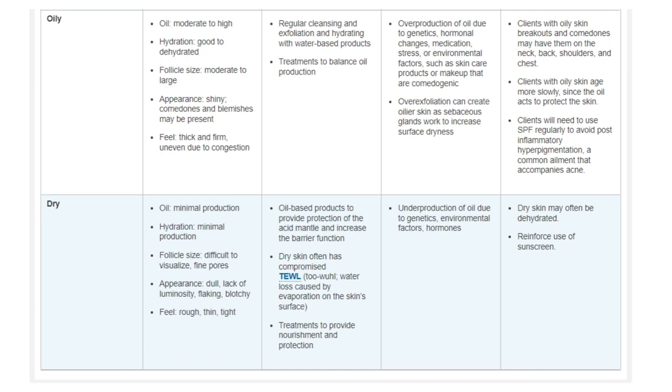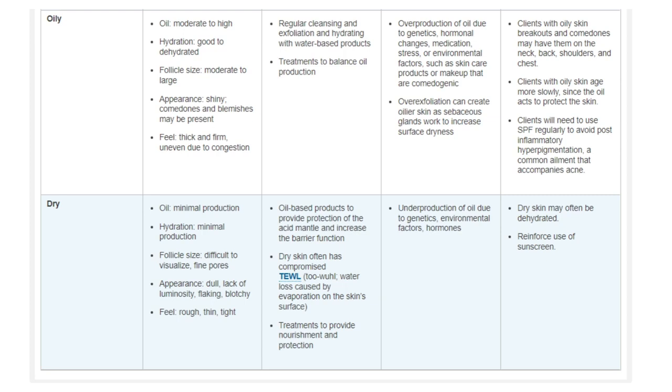What does it look like, feel like? Oil, moderate to high. Hydration, good to dehydrated. Follicle size, moderate to large. Appearance, shiny, comedones and blemishes may be present. Feel, thick and firm, uneven due to congestion. How is it treated? Regular cleansing and exfoliation and hydrating with water-based products. Treatments to balance oil production. Why? Overproduction of oil due to genetics, hormonal changes, medication, stress, or environmental factors, such as skincare products or makeup that are comedogenic.